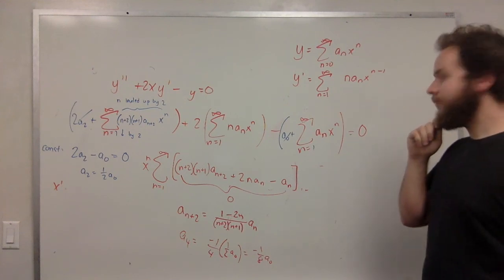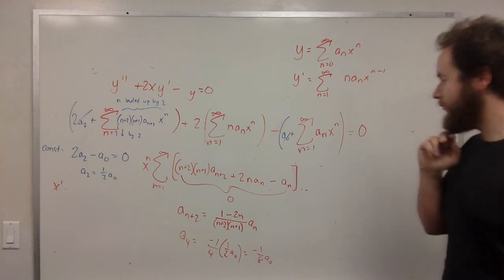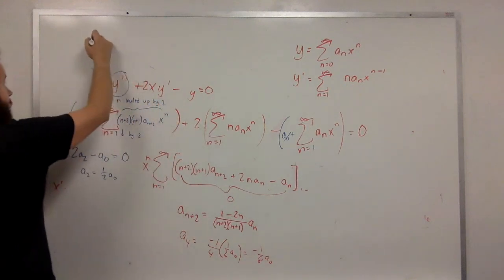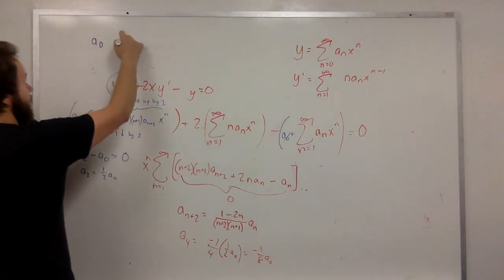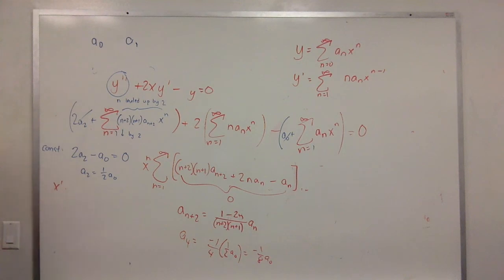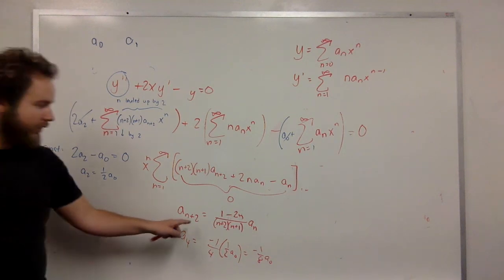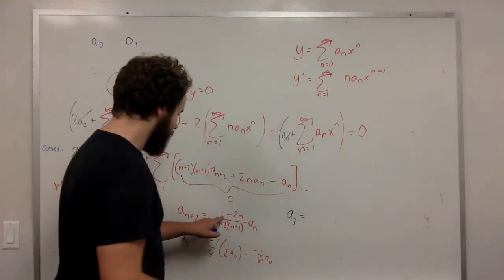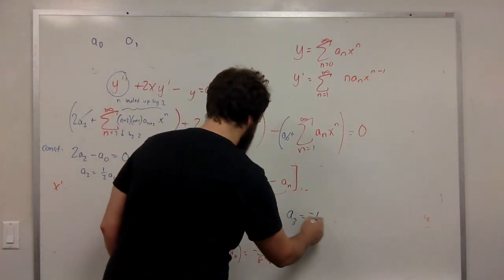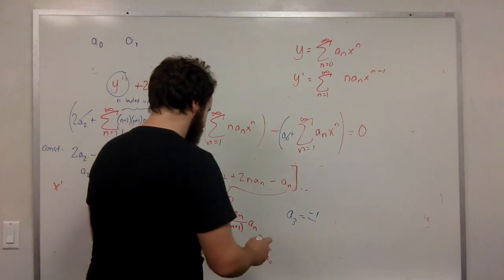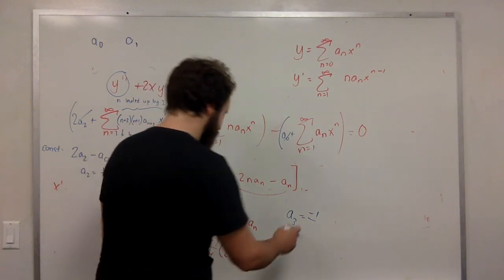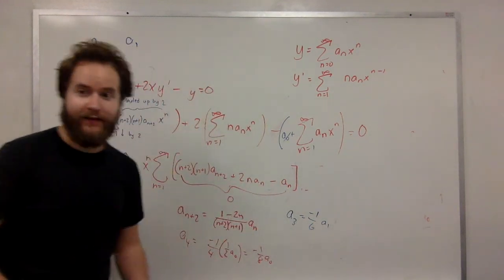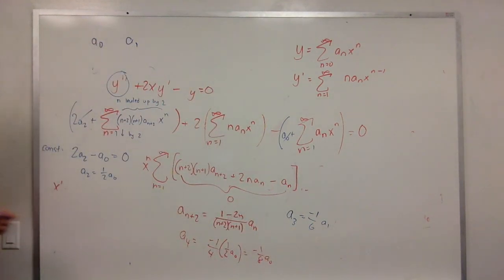Oh no, a sub 1. A sub 1's given, right? Remember, when you're dealing with a second order differential equation, you have a naught and a1. Those are just not given, but those are known. We treat them as known. So from a1, you find a3. 1 plus 2 is 3, so this is a3, and then a1. Then you can find a5, and a7, and a9, and a11, and so on. Cool? Okay.